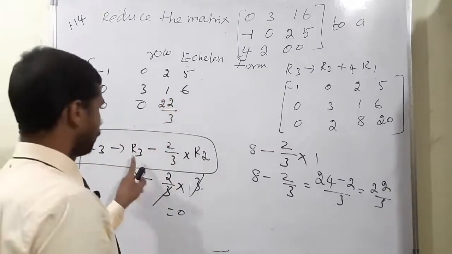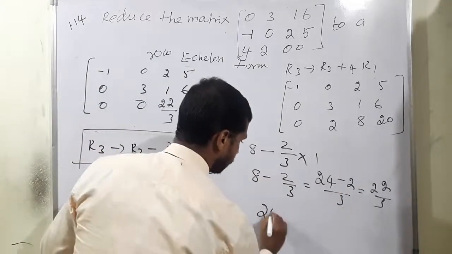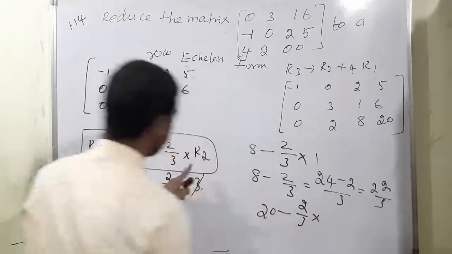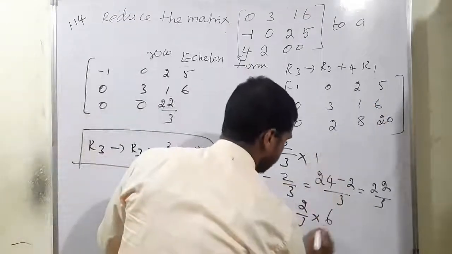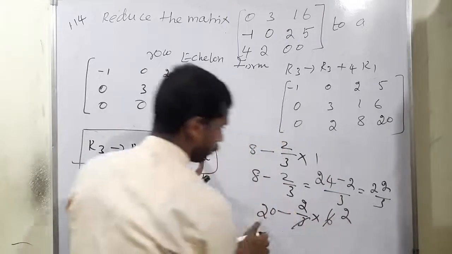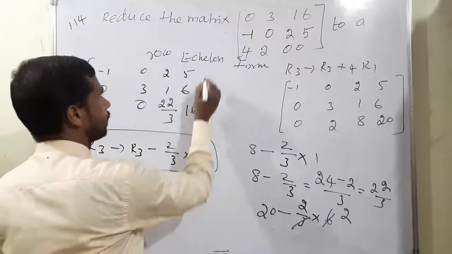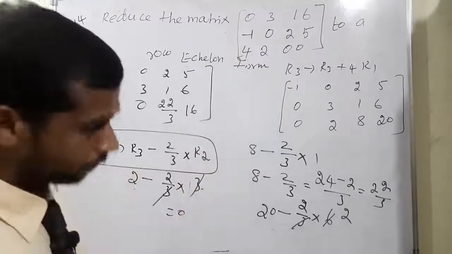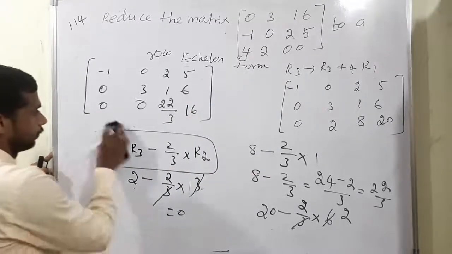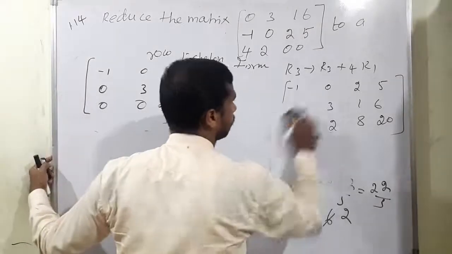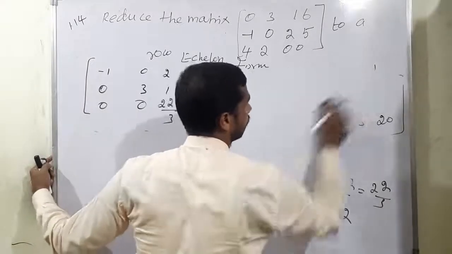Next one, again R3, 20 is there, then minus 2 by 3 into R2. R2 means 6 is there. Therefore, 20 minus 2 into 2, 4. 20 minus 4 means value will be 16. Now next term, isn't it? So next step.